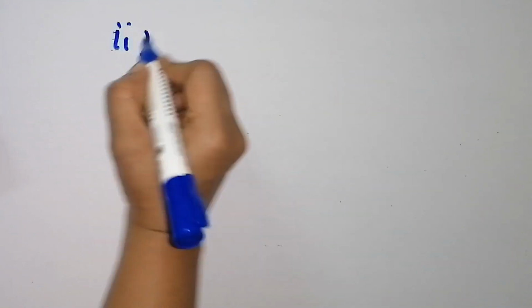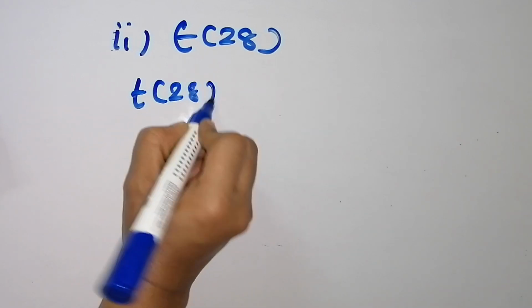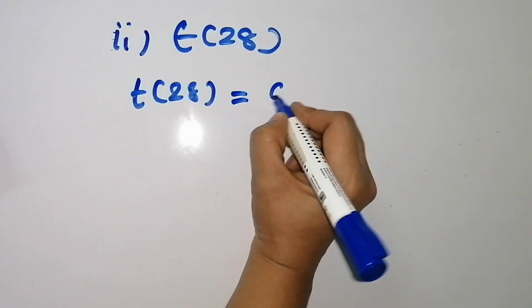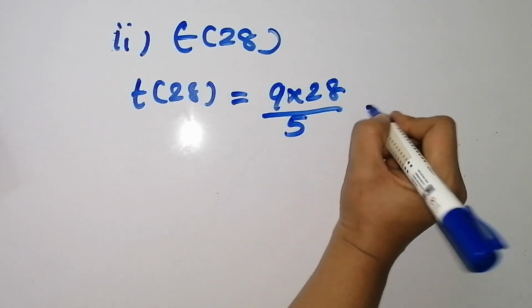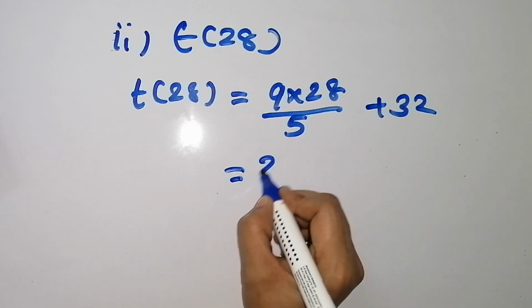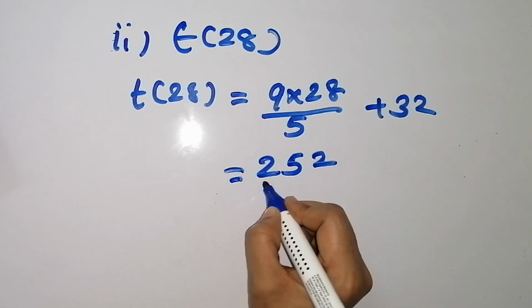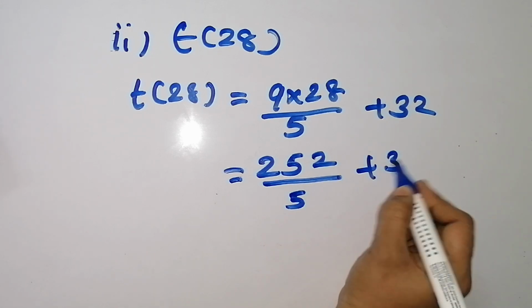We use the same method for the next sub question. What is our next sub question? We have to find the value of t of 28. So, t of 28 is equal to 9 into 28 divided by 5 plus 32. What is the answer of 9 into 28? That is 252 divided by 5 plus 32.